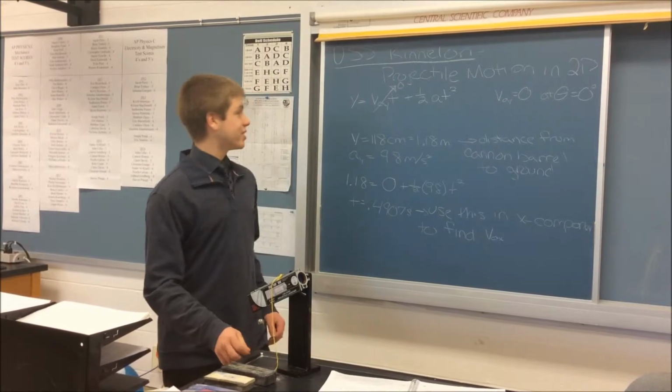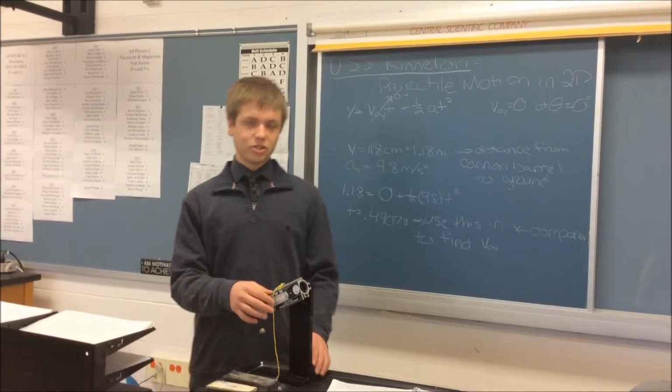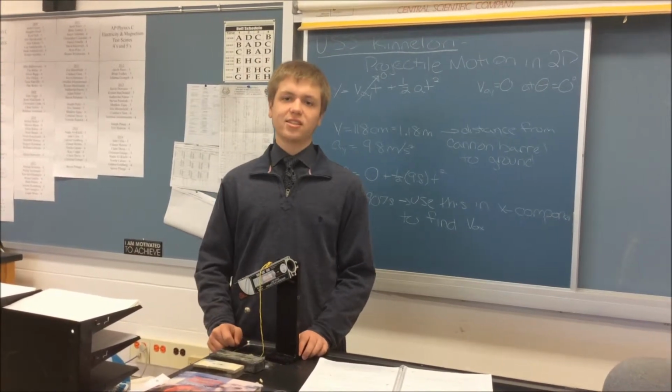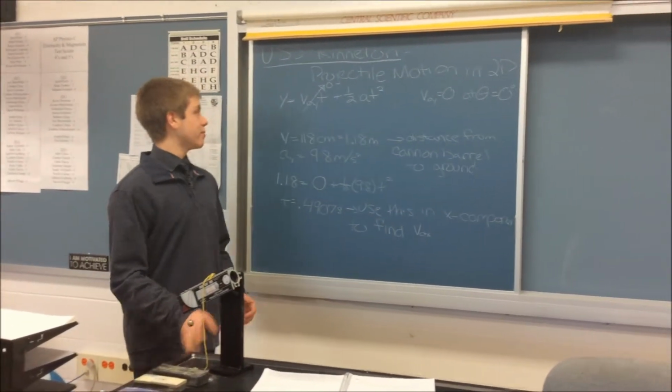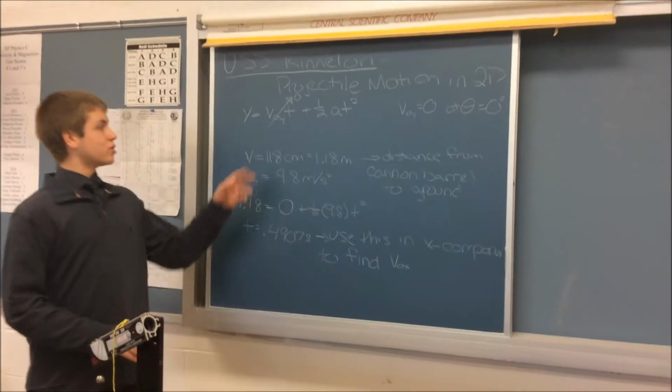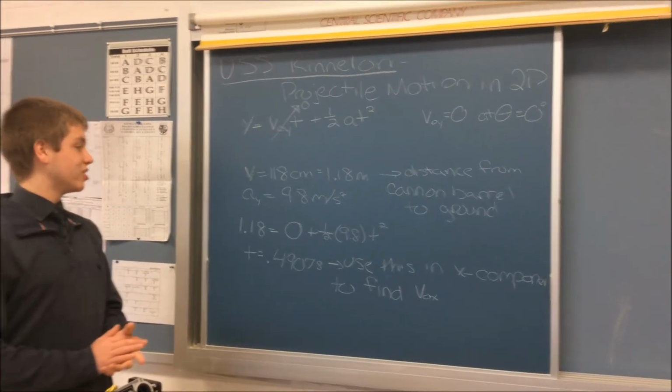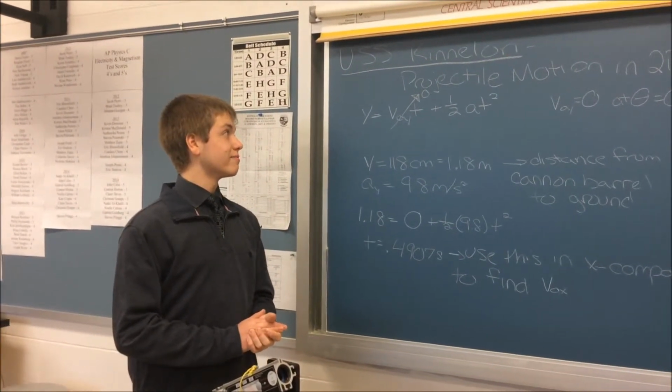Our lab was the USS Kinnelon, and the main goal of our lab was to shoot a ball out of this cannon and hit a bowling ball using a set distance and solving for theta. The first step in our lab is to solve for the time in which the ball would be in the air so we can get our initial velocity.